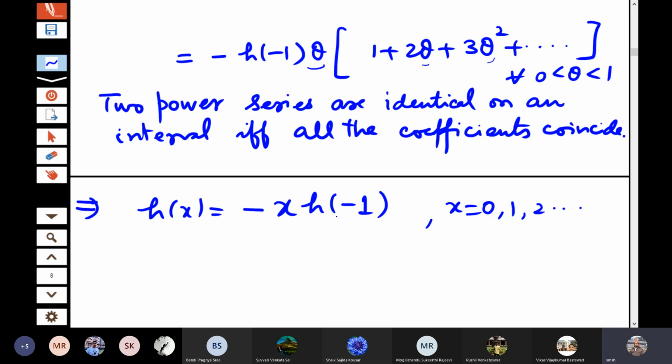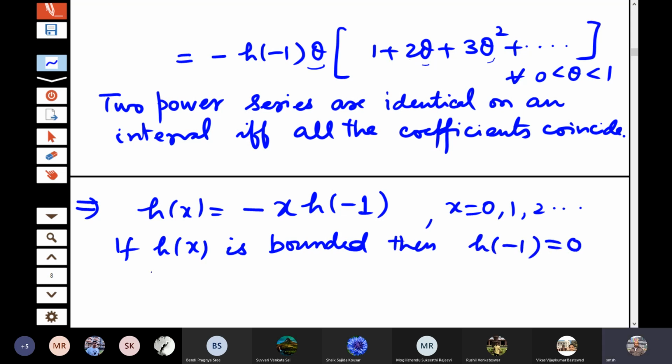So if you say that this function is bounded, then the only way this can be bounded is when h of minus 1 is 0. If h of minus 1 is not 0, then hx will become unbounded because it is multiplied by x. So as x increases, it will keep on increasing. So if hx is bounded, then h of minus 1 is 0. And in that case, because it is multiple of h of minus 1, so hx is 0 for all x.